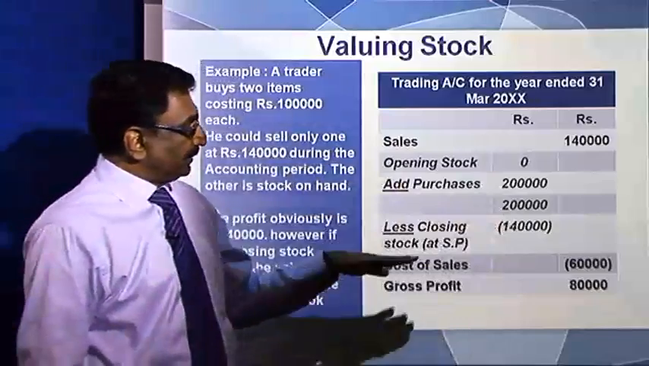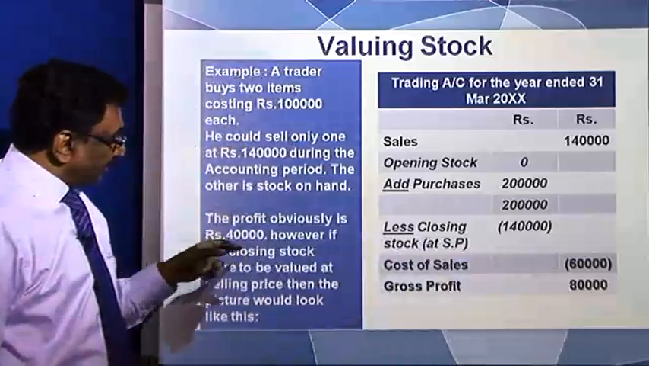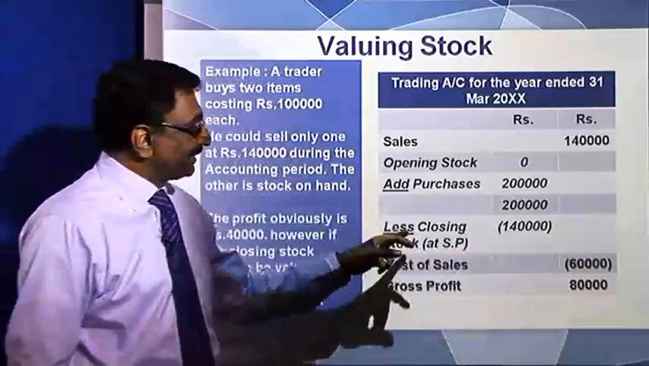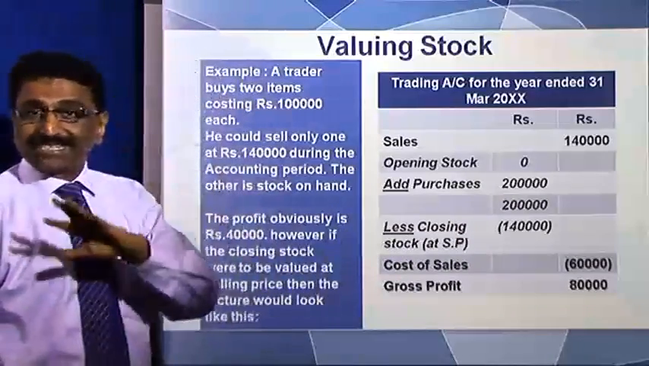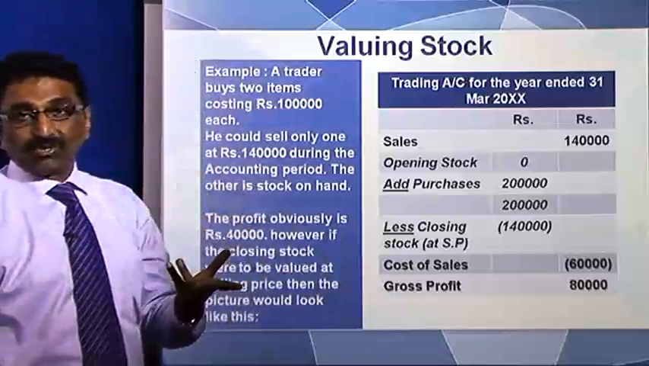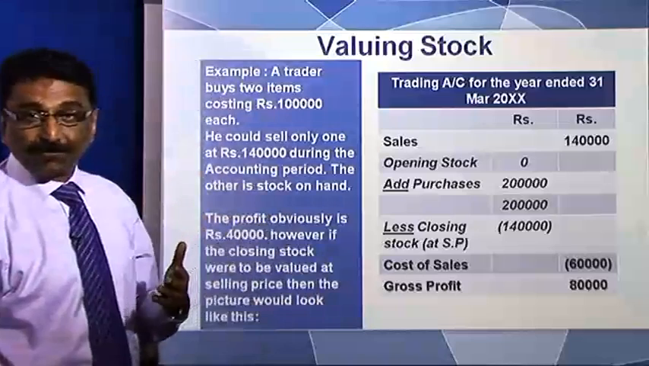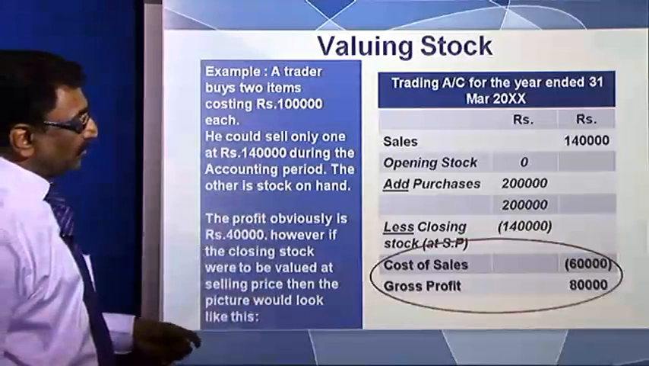So what happened? The cost of sales went down drastically, and what you estimated was only a 40,000 rupee profit has now become 80,000. That means he has recognized the profit on an item which is only held with him. So that is why we said valuing your stock at the selling price is ruled out. So let's look at the other option of net realizable value.